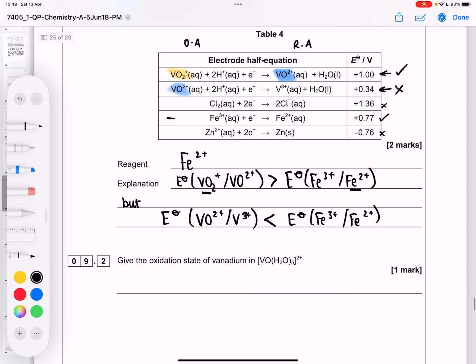The next bit is just an oxidation state. So every water is 0, but this oxygen is -2. So X - 2 equals +2. Then our X, the vanadium, must be +4.